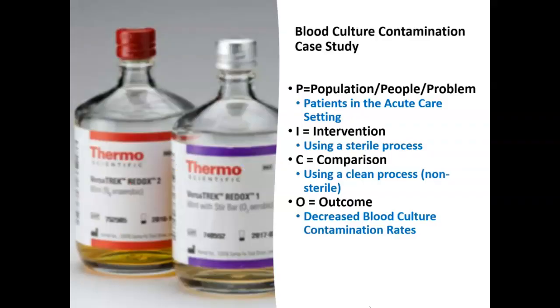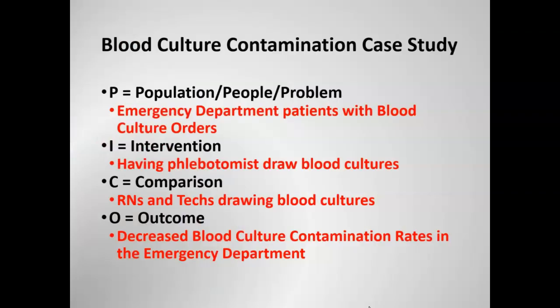Blood culture contamination case study. So one PICO question possibility would be the P could be patients in the acute care setting, intervention using a sterile process compared to using a clean process, which is non-sterile, and the outcome, decrease blood culture contamination rates. That is one option for a PICO question.